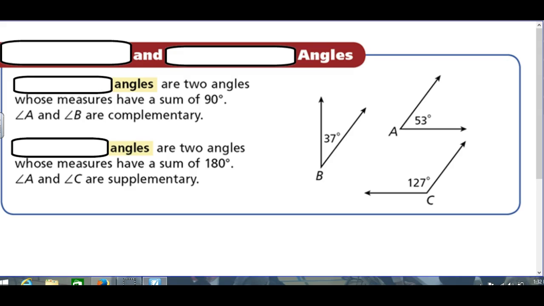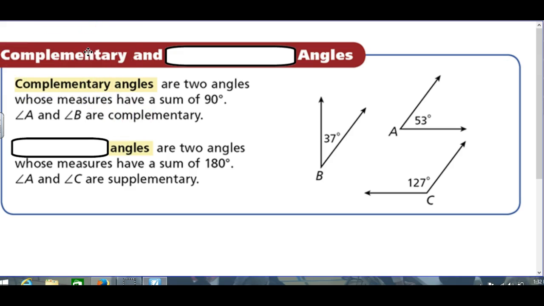There are two other special pairs of angles. One pair are two angles whose measures add up to 90 degrees. So angle A and B, if we add them together, those two angles add to 90 degrees. So we call these complementary angles. When two angles sum to 180 degrees, as we see with angle A and C, together they form 180. We call them supplementary angles.